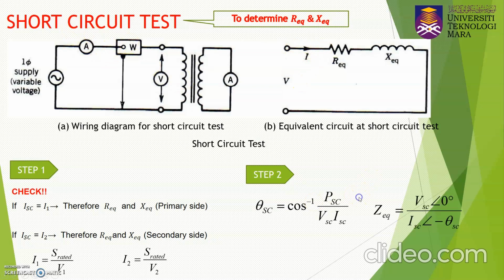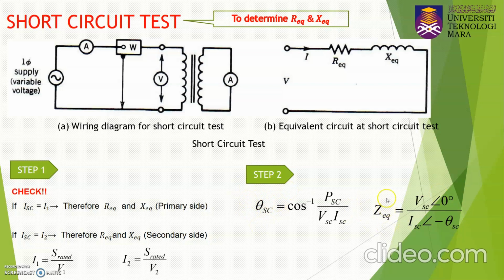And then you can also find the Z equivalent, where the Z equivalent will be equal to the voltage short circuit divided by current short circuit. This is based on Ohm's law, where Z will be equal to V divided by I. And then for the voltage of the short circuit, usually the theta is equal to 0, and the I short circuit will depend on the value of the negative theta short circuit. So based on this value, you put it here.